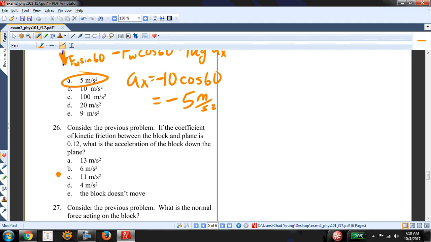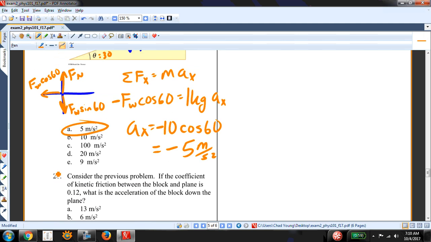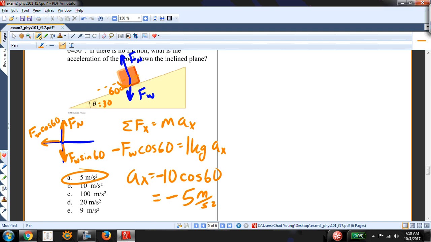Now, what if I have a kinetic friction? What is the acceleration? So I'm going to add in a force here, my kinetic friction, and then over here, I'll add in kinetic friction here. First thing I need to do is figure out what is the kinetic friction. In order to do that, I have to find Fn. All right, Fn is equal to Fw sine of 60.